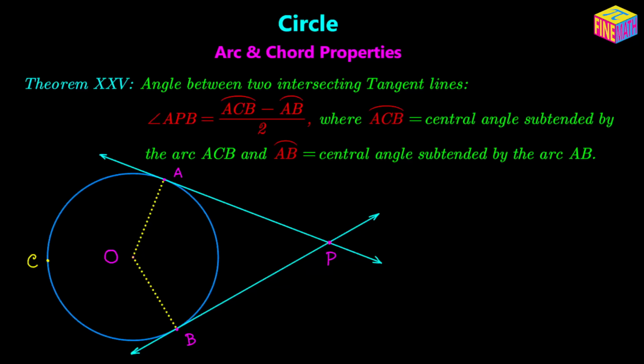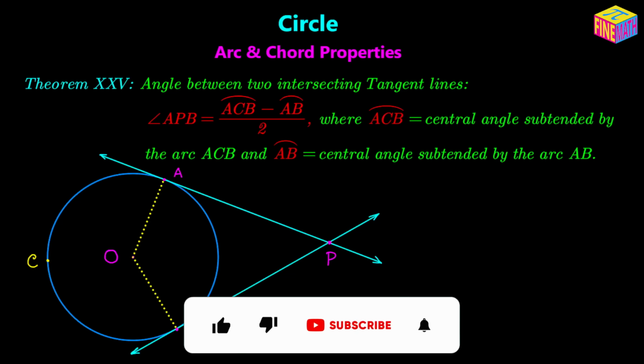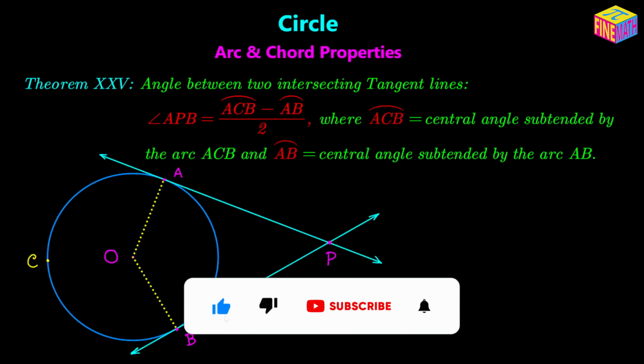Hi everyone, in this video we are going to discuss theorem number 25 from the geometry of circles. Here the theorem says the angle between two intersecting tangent lines, the angle APB, will be equal to half of the difference between the central angle subtended by the arc ACB and the central angle subtended by the arc AB.